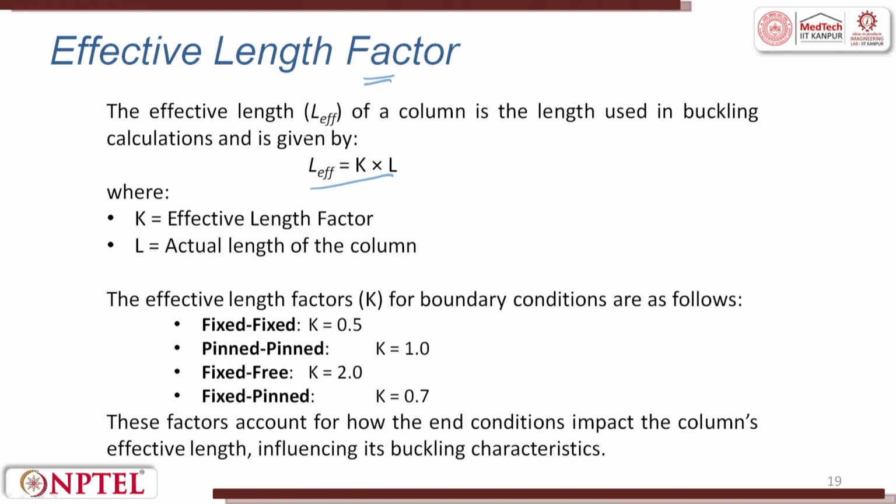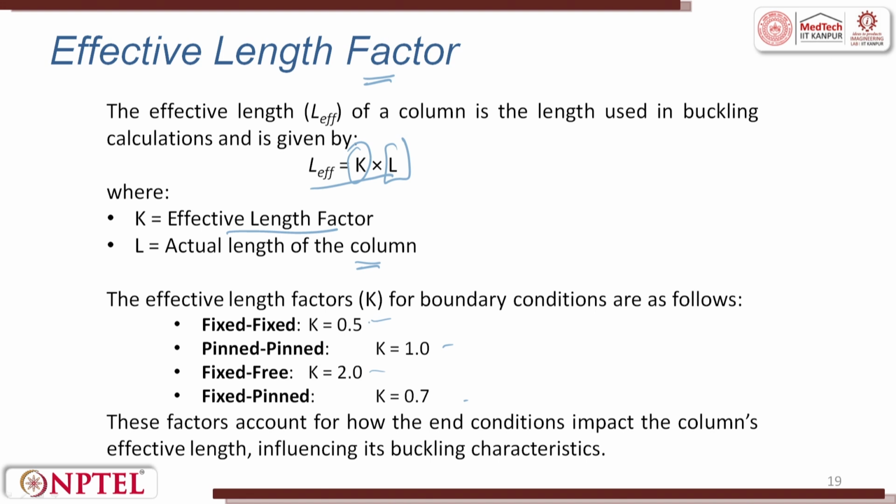Okay. So, the effective length LF of a column is the length used in buckling calculations, and it is given by LF equals K into L. What is K? K is the effective length factor and L is the actual length of the column. So, the K generally takes different values for varying boundary conditions.